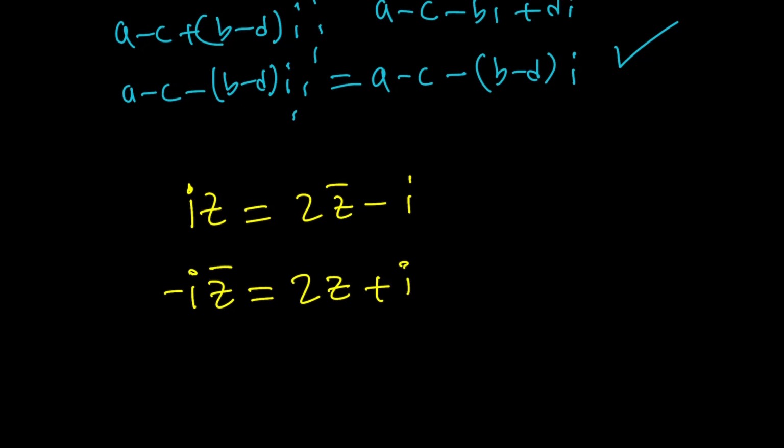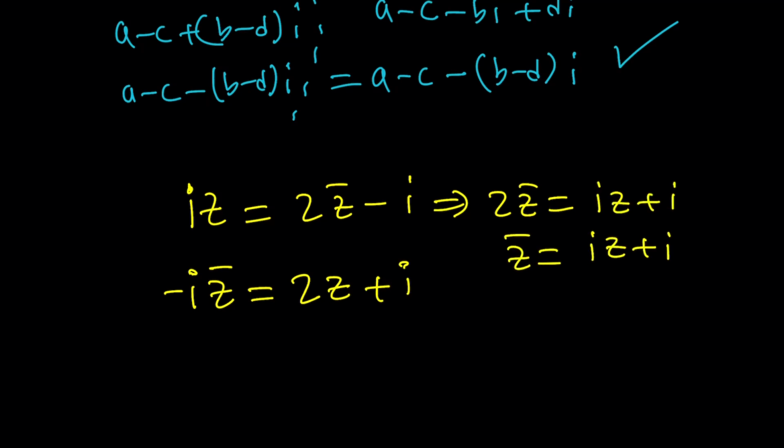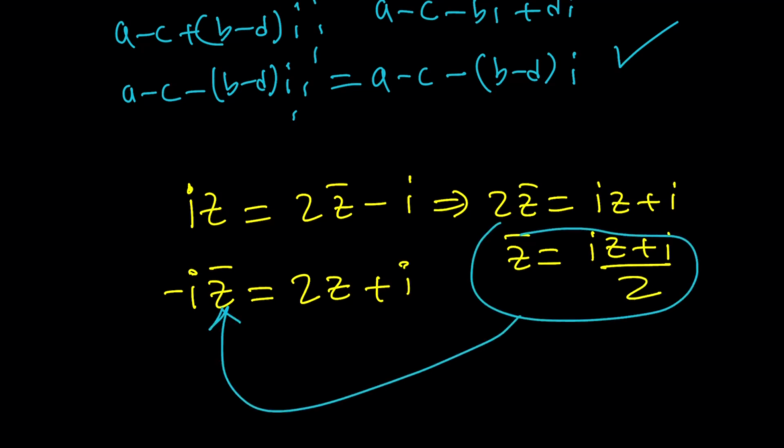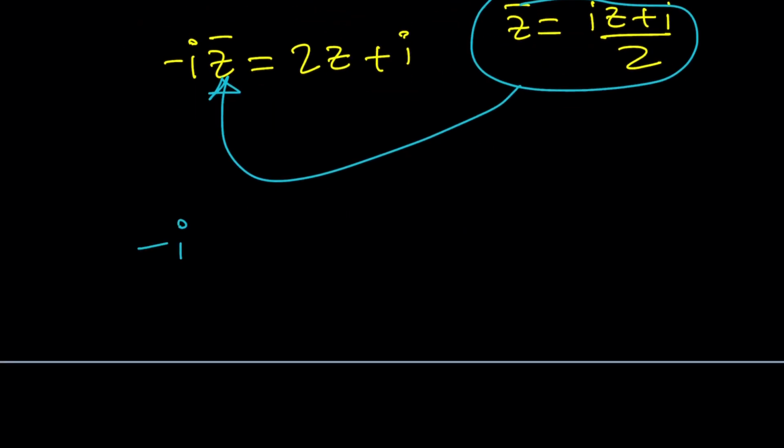Great. So what can we do with this? Isolate z bar or eliminate it. One thing we can probably do is substitution. Maybe that's a good idea. 2z bar is iz plus i, so z bar can be written as (iz plus i) divided by 2. Now let's substitute this here and see if we can get the z from there. Negative i times iz plus i, so I can factor out an i there: (z plus 1) divided by 2, and that should equal 2 times z. And for that, I'm just going to keep it at z plus i.